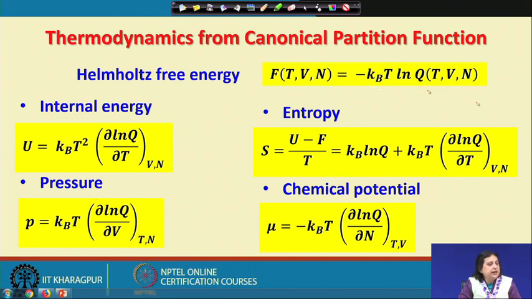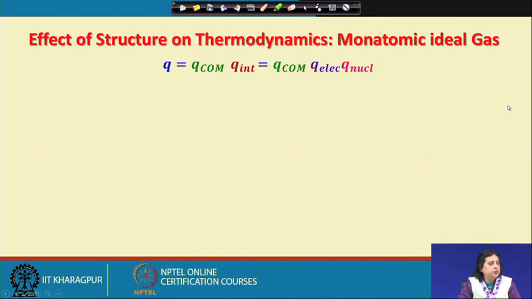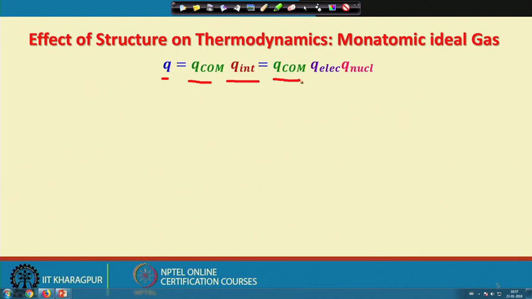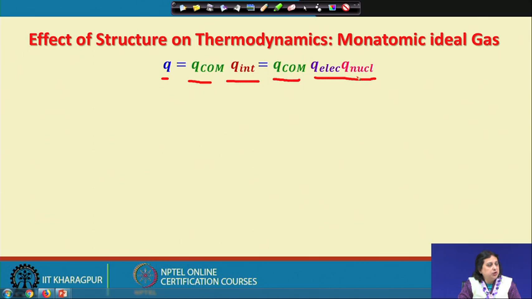And we have also seen that if it is our goal to understand the effect of structure on thermodynamics, then, especially in the case of a monatomic ideal gas, writing small q and partitioning it into two factors, corresponding to the contribution of the center of mass and the internal structure, gives you these two different contributions, which can further be factorized into q electronic and q nuclear for the q internal part. So, what was the consequence of this kind of partitioning?